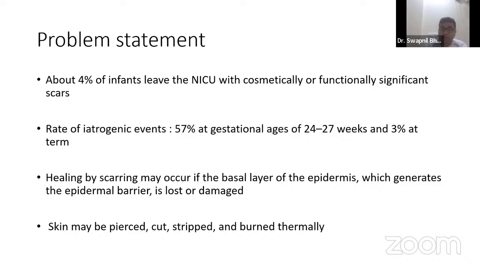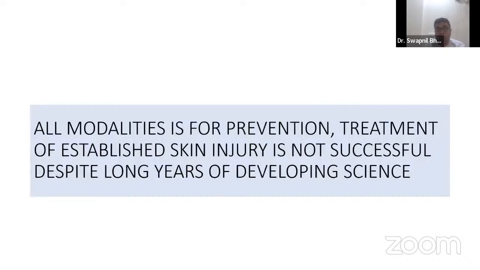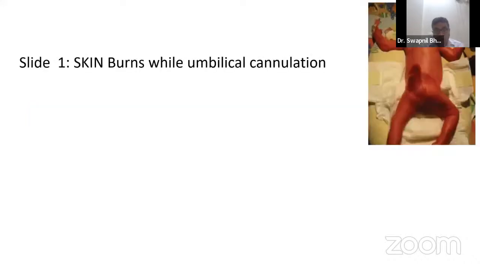However, healing by scarring may occur if the basal layer of the epidermis is involved, and the epidermal barrier is lost or damaged. Skin may be damaged because of piercing, cutting, stripping, or burning thermally. This is just theoretical, but all said and done, if the baby gets a scar, it's very difficult and almost impossible to treat, despite long years of developing science. So all the modalities are for prevention of all kinds of harmful events that happen in an ICU.